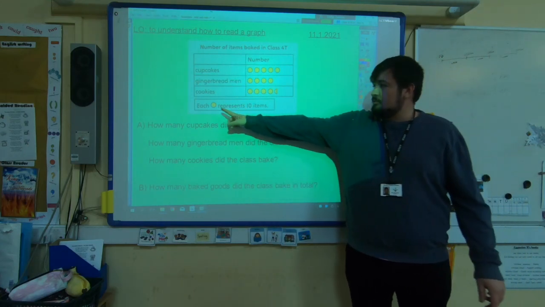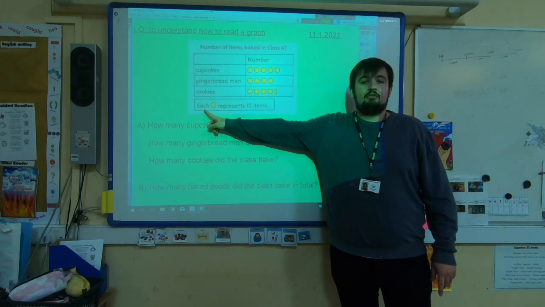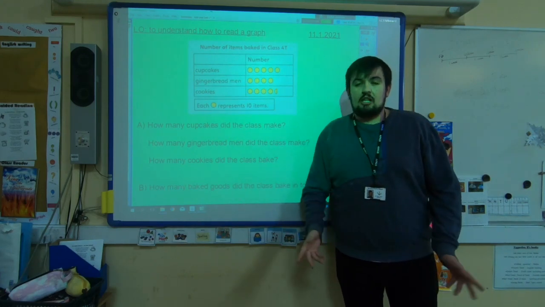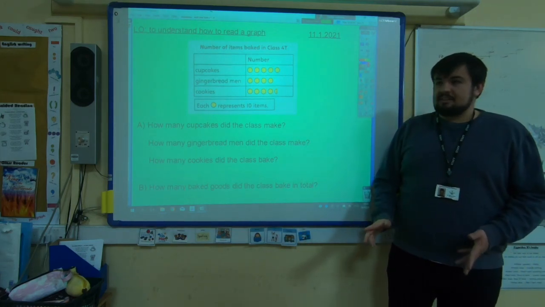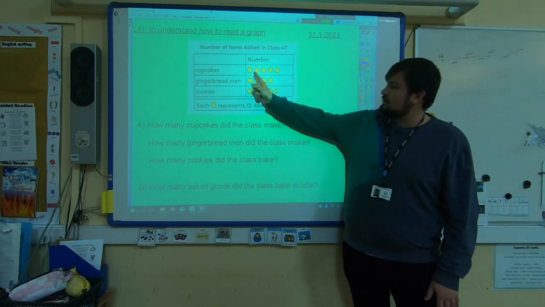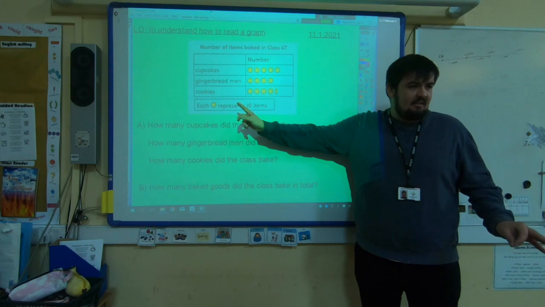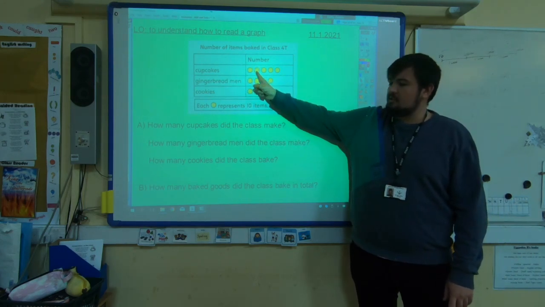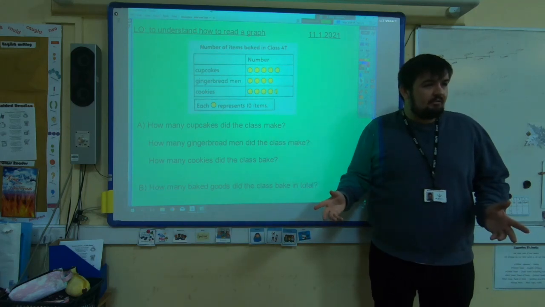What does it say at the bottom here? Freya? Each yellow dot represents 10 items. So each yellow dot represents 10 items. Well, let's have a look. If I'm looking at, for example, cupcakes, if each one represents 10, how many cupcakes would I have? So that's 10, 20, 30, 40, 50. So how many cupcakes would I have?